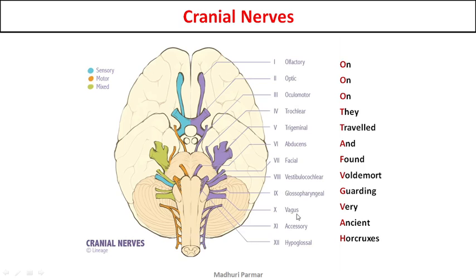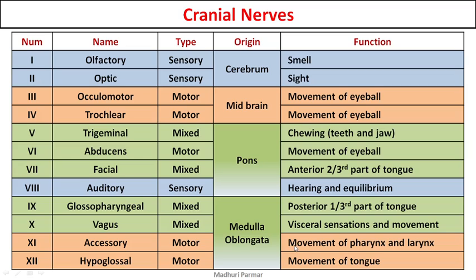Then you have vagus, which is very, very important for us. We shall see. Accessory and hypoglossal. Again, glossal is coming. So glossal means your tongue and hypo means underneath your tongue. So this is a mnemonic to remember, and these are all the 12 nerves. Now we shall study them one by one and what type of nerve they are, from where they are originating or ending, and what their function is.